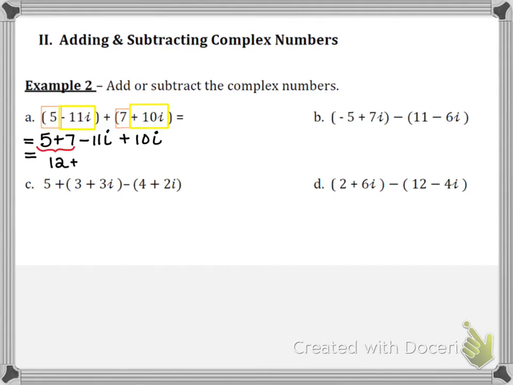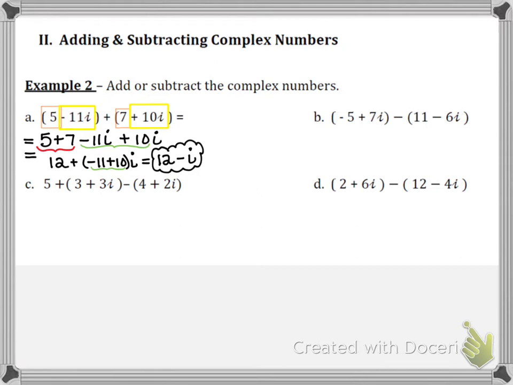And then when I add negative 11i plus 10i, really all I'm doing is adding their coefficients, the coefficients of the i term, and then the sum of negative 11 plus 10 becomes the new coefficient on i. So negative 11 plus 10 is negative 1. So my final answer here is 12 minus i. You could put plus negative 1i, but it's more simplified to just write 12 minus i.